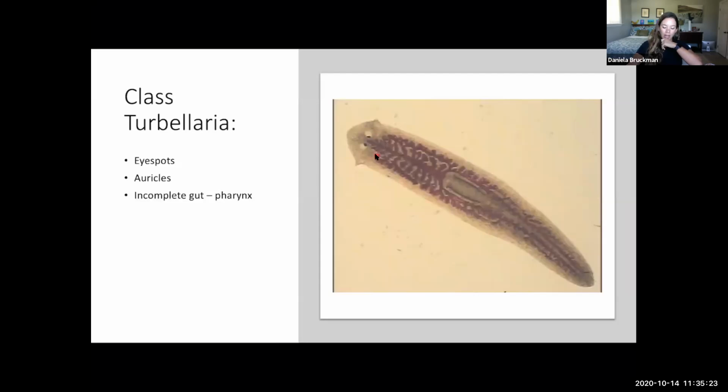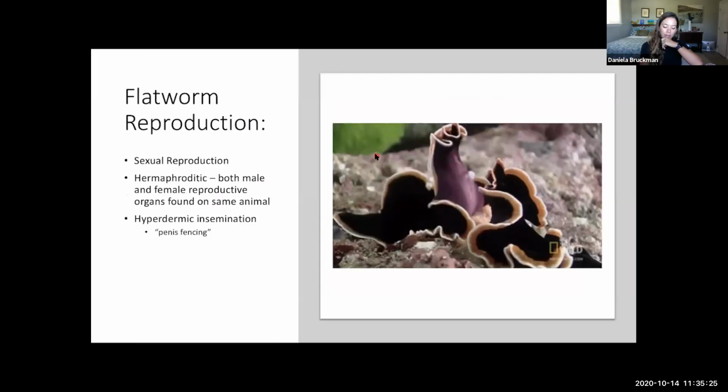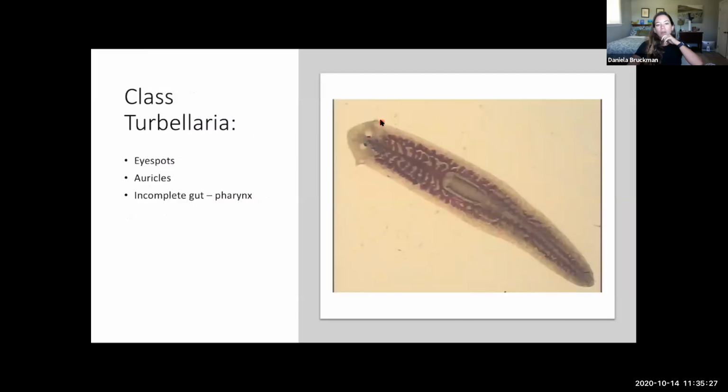They also have these chemical sensors called auricles. So eye spots are gonna sense light, obviously. The auricles are gonna be chemical sensors. And that's these little guys right here.